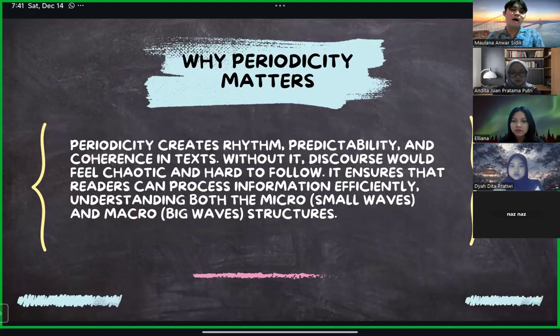So this is why periodicity matters. Periodicity creates rhythm, predictability, and coherence in a text. Without it, discourse would feel chaotic and hard to follow. It ensures that readers can process information efficiently, understanding both the micro or small waves and also the macro or big wave structures. Okay, that's all, and I give it back to the moderator.